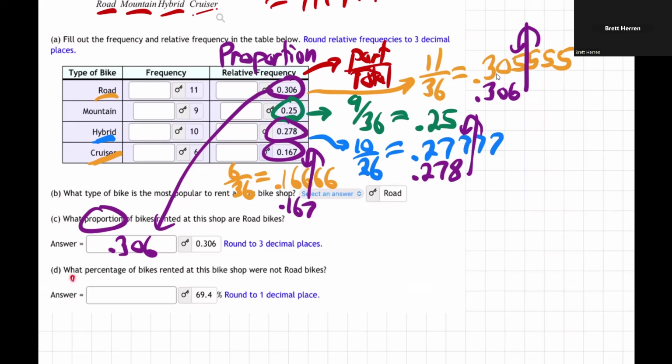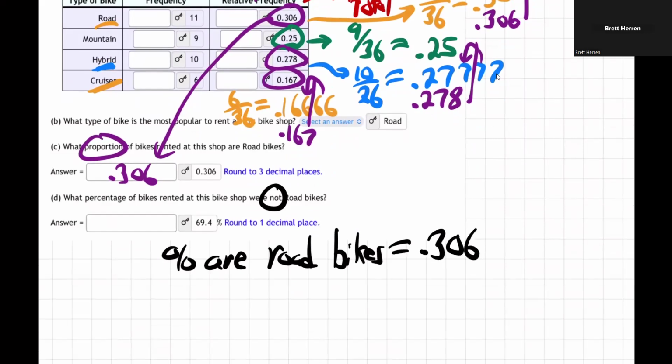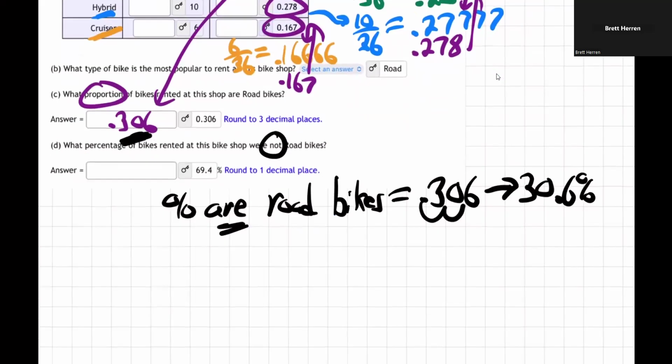And then part D, what percentage are not road bikes? Oh, better read that. Read the fine print carefully. Not road bikes. Okay. Well, that's a little tricky. Okay, what percent are road bikes? Let's start with that first. Well, we've got 0.306, right? Got to change that to a percent, so go two places. That's 30.6% are road bikes.